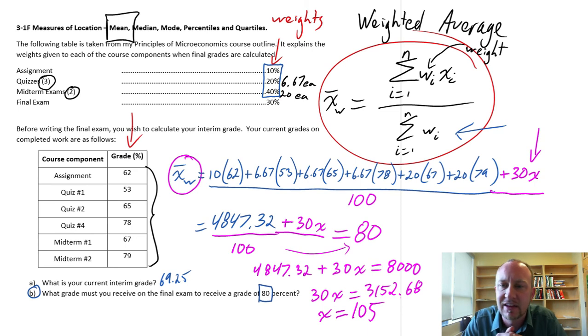So to this student, I say, I'm sorry, it looks like you're not going to get 80% in this course because I don't do bonus marks on a final exam. A mark of 105% is just not going to happen. So there you have it. This is how we can calculate weighted averages.